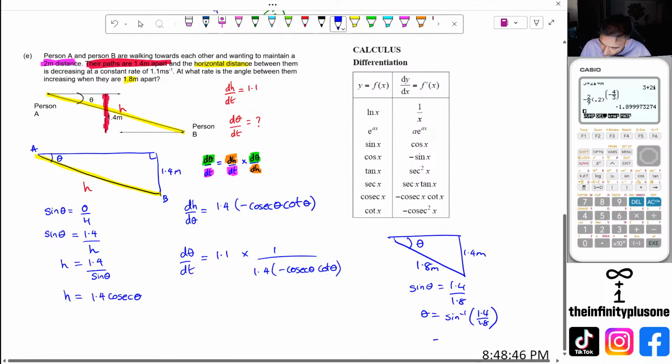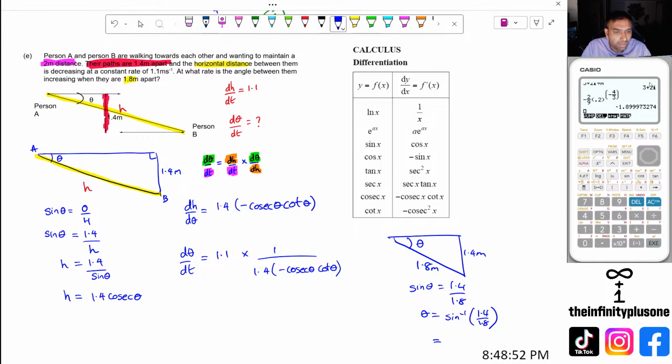Now, really, really important that we have the calculator mode in radians. So where's my calculator? The setup is in degrees, of course, because I was doing level 1. And we're going to go shift sine of 1.4 divided by 1.8. Basically, that gives me 0.8911.